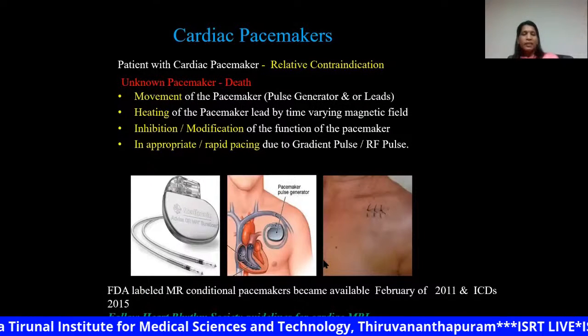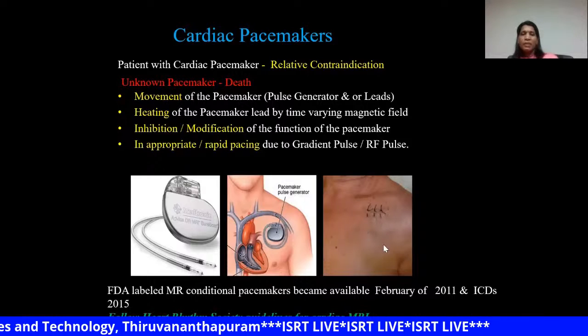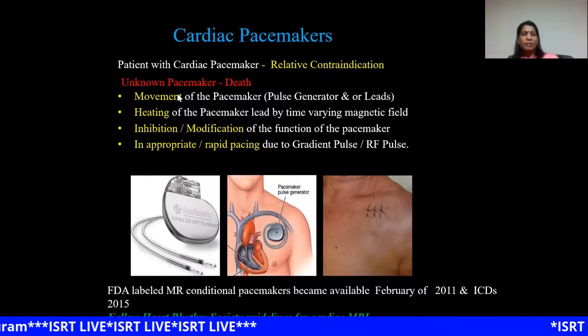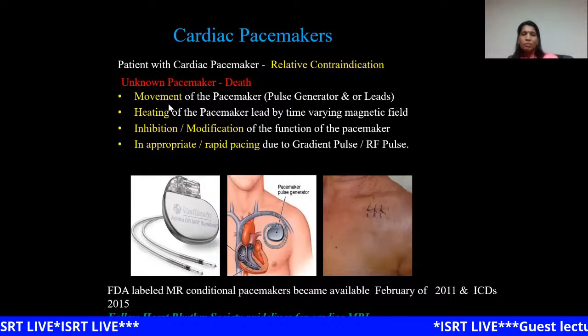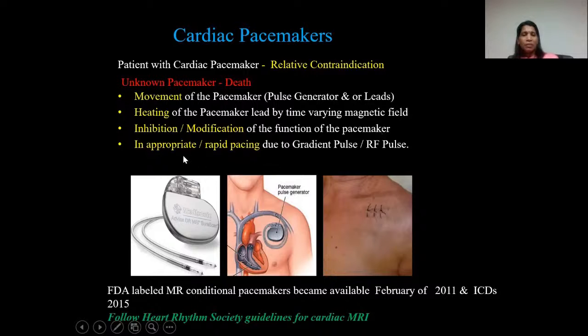Cardiac pacemakers are considered contraindicated in an MR environment because these pacemakers are active devices. The static magnetic field can cause movement, heating, or inhibition of the function of the pacemaker, or inappropriate or rapid pacing can occur due to the gradient or the RF pulse. So a patient with a cardiac pacemaker is considered contraindicated. It was an absolute contraindication earlier.